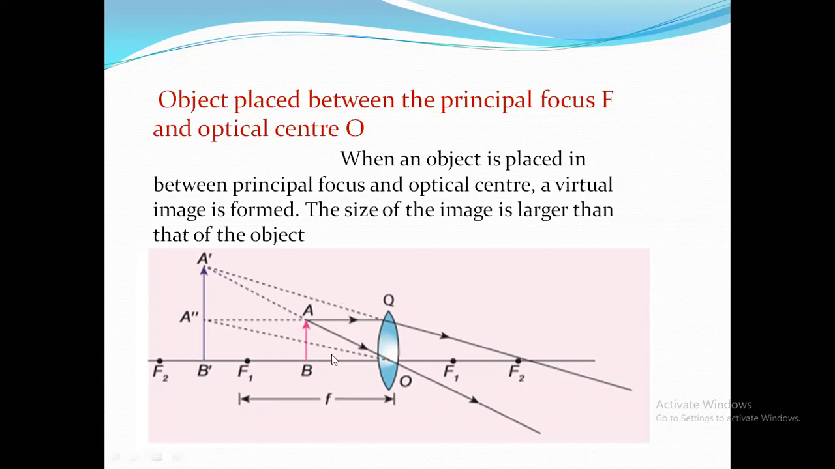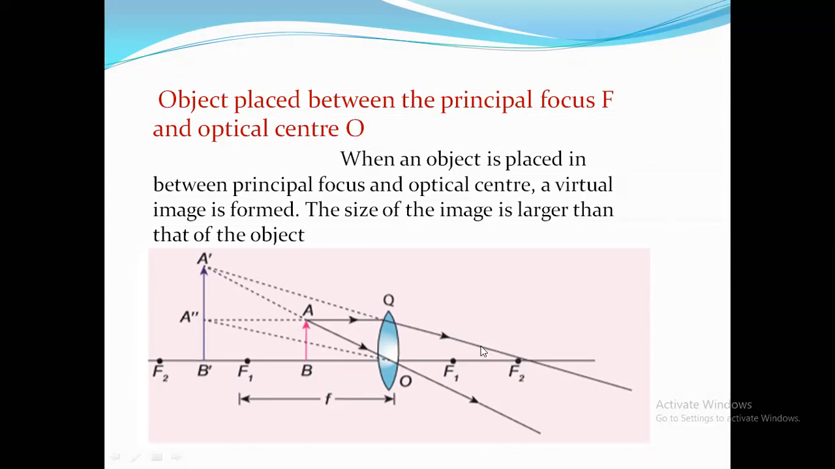Now, you see this picture. The red part, the red arrow mark, is the object. Two rays pass through the convex lens. One ray passes through the optical center, and another ray passes through the focus. F1 is the principal focus, this is F2, and C is the center of curvature.